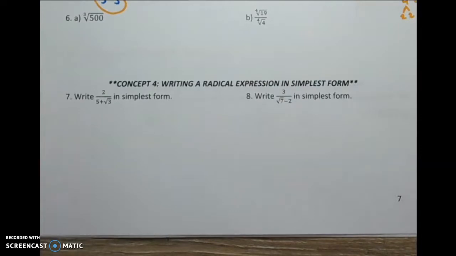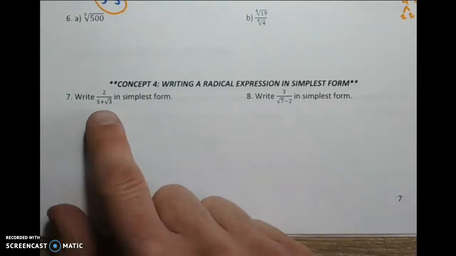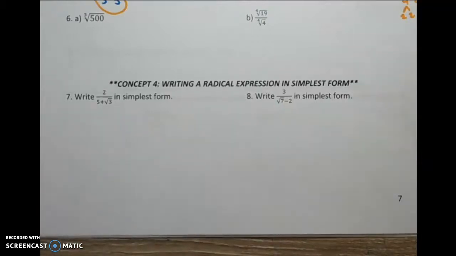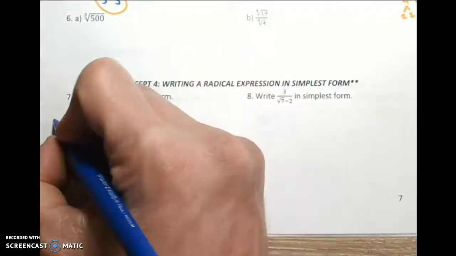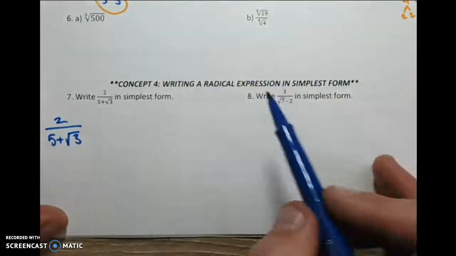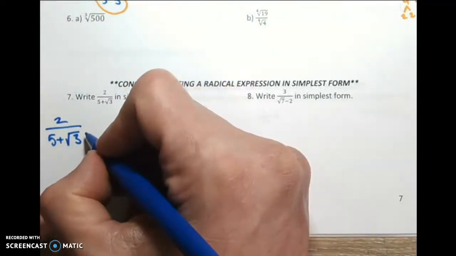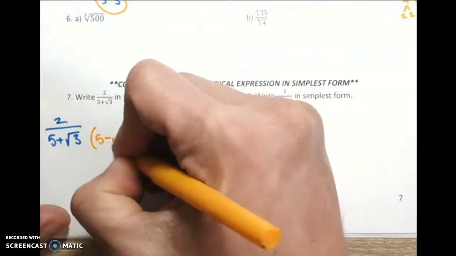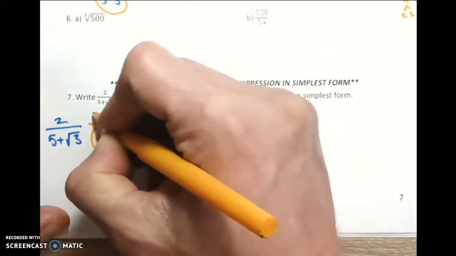Number 7. Alright, it says write a radical expression in simplest form. So it says write 2 over 5 plus root 3 in simplest form. And this is the conjugate. This is a conjugate that we talked about before. We've got to get rid of that radical in the denominator. So if I have this 2 over 5 plus root 3, what you want to do is multiply by 5 minus root 3 to both top and bottom.